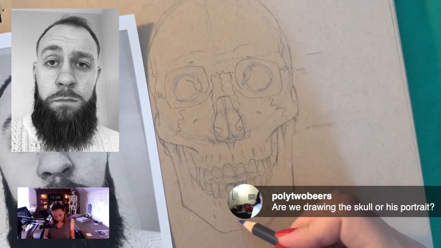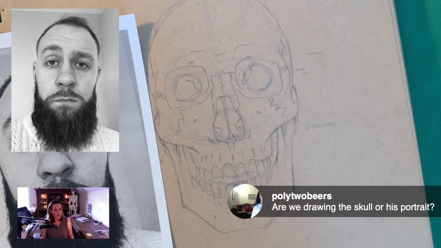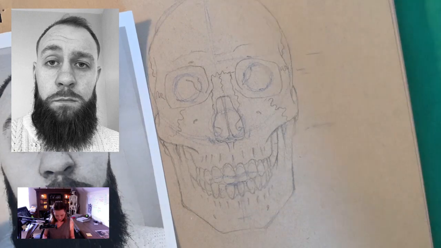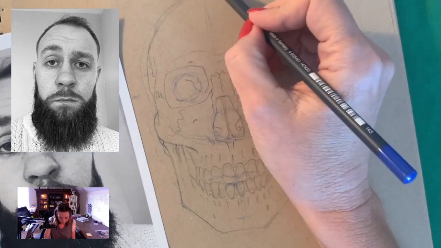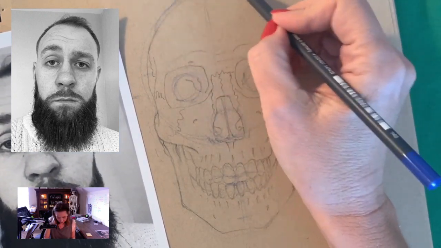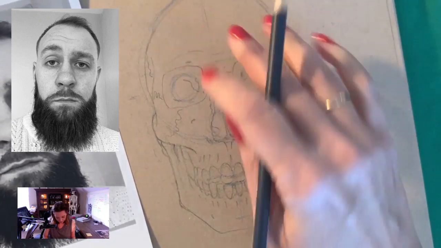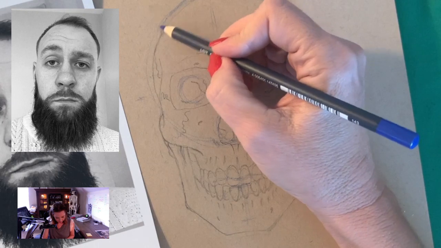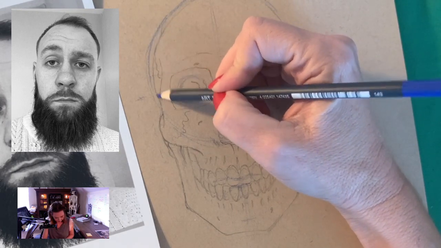I'm pretty much done marking out my boundaries now, so now I'm going to get into the more normal portrait stuff. Okay, so up top, not drawing his hair, I'm just going to start to add some thickness around the skull.